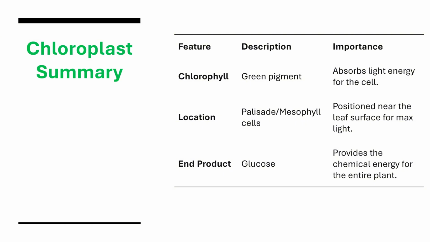To wrap up our look at the chloroplast, let's go through this summary table. This covers the big three factors that determine how effectively a plant can feed itself: the pigment, the location, and the final product.